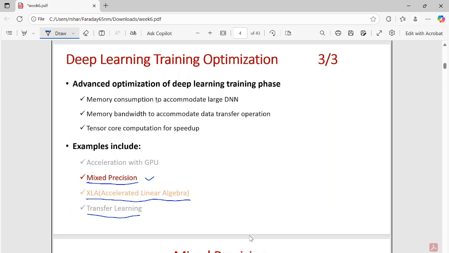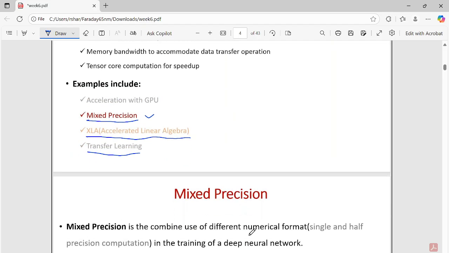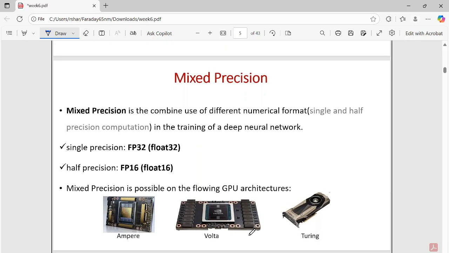So mixed precision uses a lower precision for faster training and less memory, so there are speedups and a larger batch size can be used. Next, XLA compiles and optimizes the computation graph, used for faster execution and better hardware usage. And we have transfer learning, which reuses the pre-trained model for new tasks, saves training time, and improves performance on smaller data. So next is mixed precision.